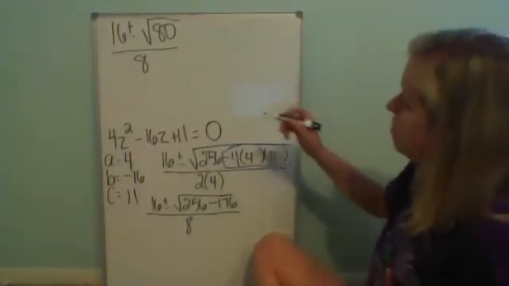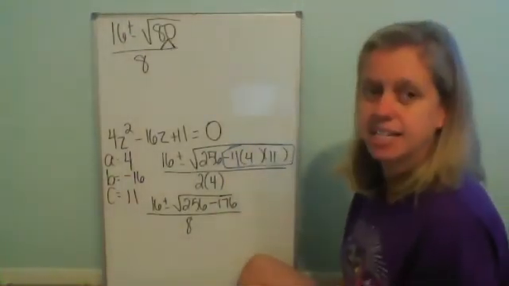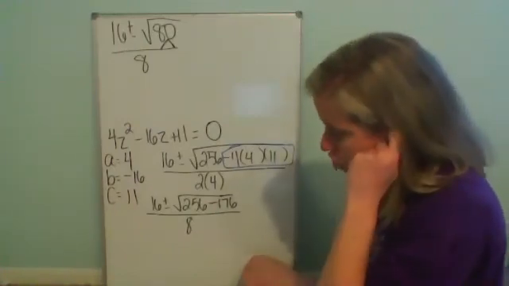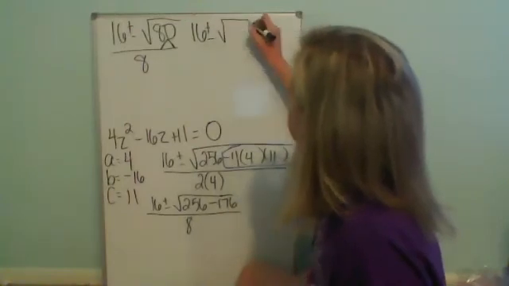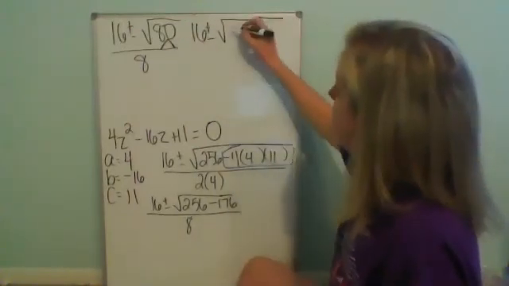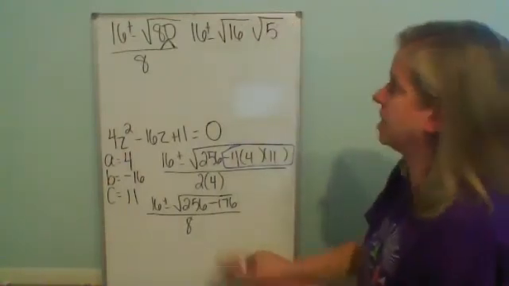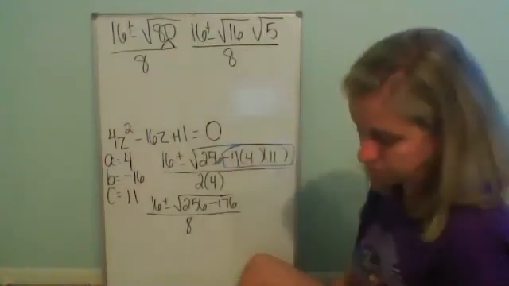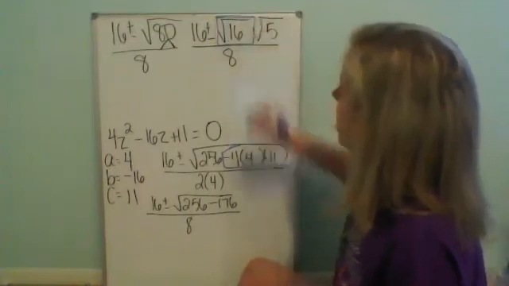So what you have to be careful with, so I'm breaking this 80 up into 16 times 5. We did this earlier in the module, or in the module before this. So you have 16 plus or minus. I'm breaking the 80 up into its perfect square and leftover. That's 16 times 5. Still with an 8 in the bottom. Now, why did we do that? Because now, look what you have here.